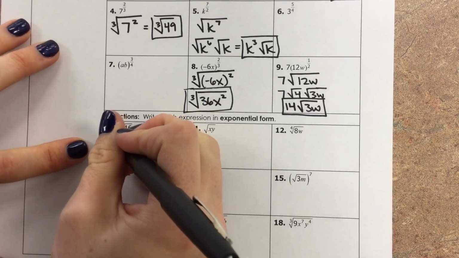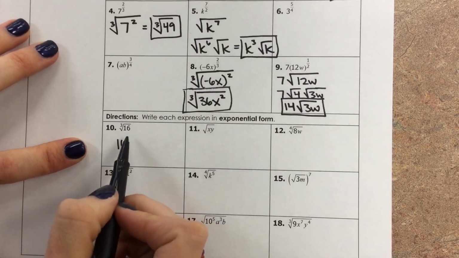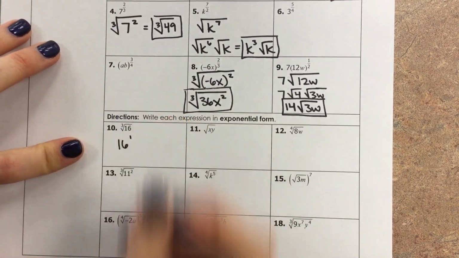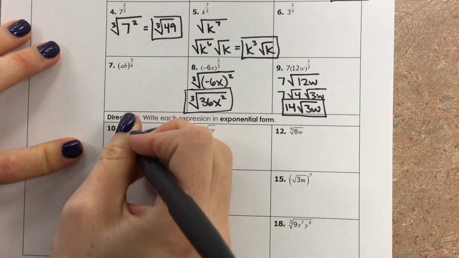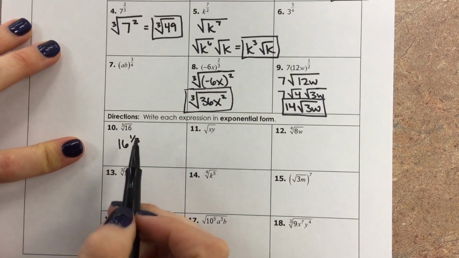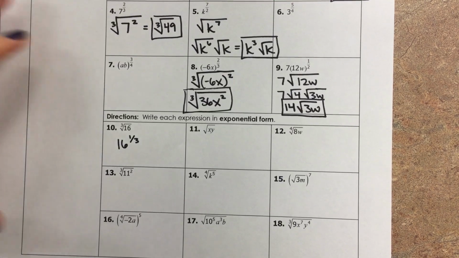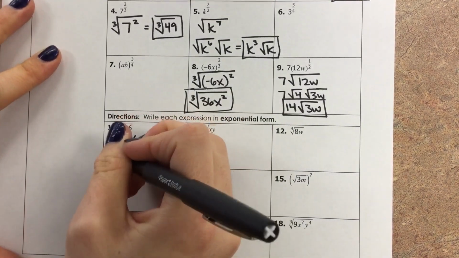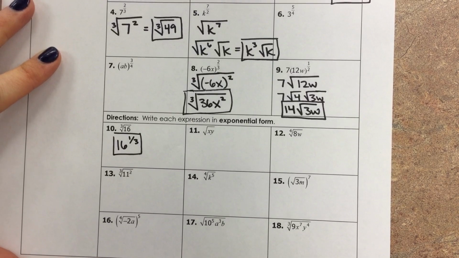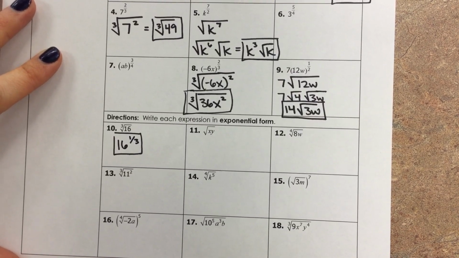So 16 is your radicand. 16 doesn't have an exponent, so we just assume that it's 1, and then the 3 from the index becomes your denominator. So make sure that you're not writing it like it's a mixed fraction. Make sure it's clearly an exponent, like 1/3 is written as an exponent. So just writing it in exponential form, there's really no simplifying that you do. You just write an exponent.